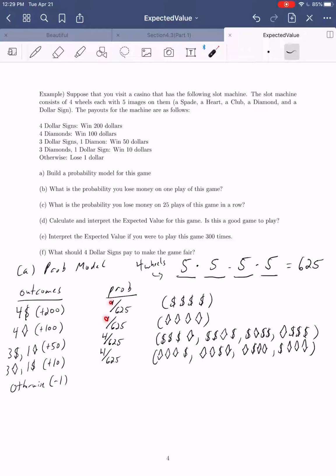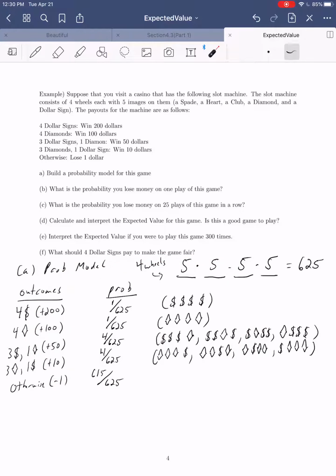So what do we have here? We've got 1, 2, 6, 10. So we've used up 10 different outcomes. That means the remaining ones, 625 minus 10 is 615, must be how you lose. So the probability of losing is 615 out of 625. And if you check 1, 2, 6, 10, 625, yep, that does make a true probability model. So the chance you win the big jackpot is 1 out of 625, the small jackpot 1 out of 625, these ones 4 out of 625 and 4 out of 625, and the chance that you lose 615 out of 625.